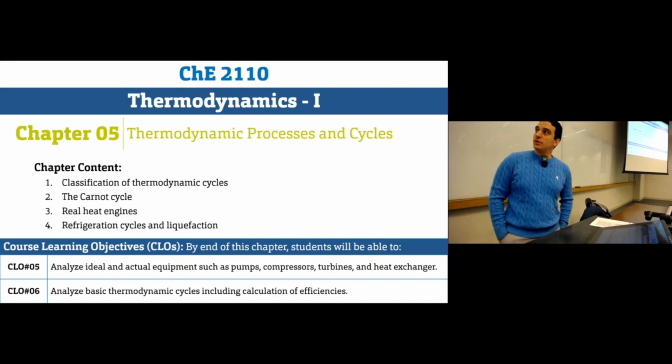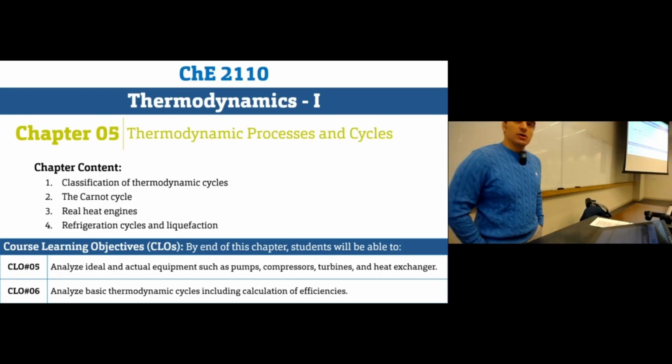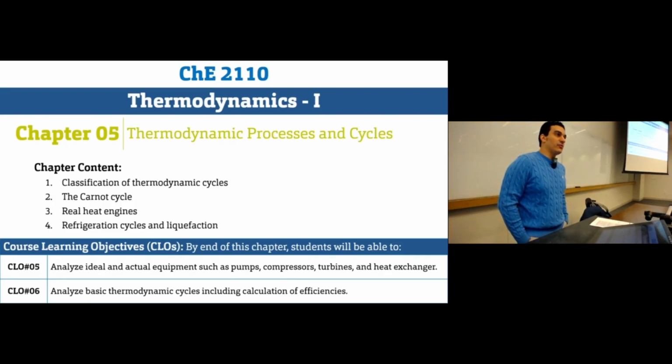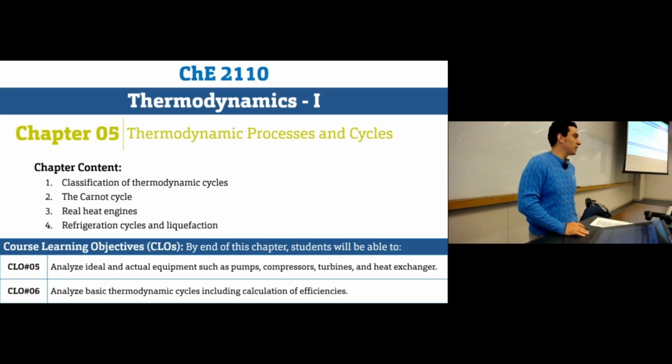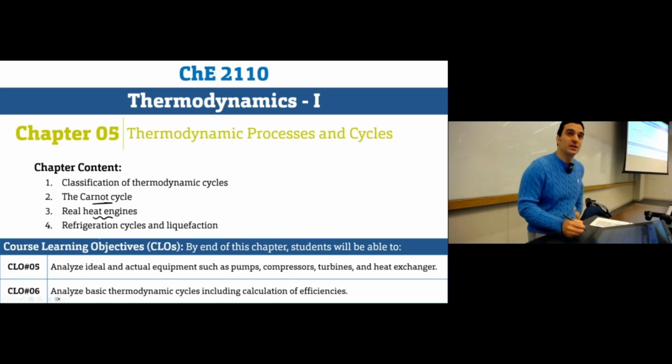So again, in this chapter, we are talking about thermodynamic cycles and processes. We have 4 points that we need to cover in this chapter. We started with classifying thermodynamic cycles. We started with talking about heat engines, and when we talk about the power cycles or heat engines, we started with the ideal one, which is the Carnot cycle. And then we also talked about real heat engines.